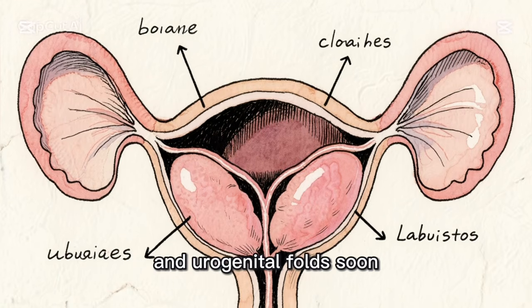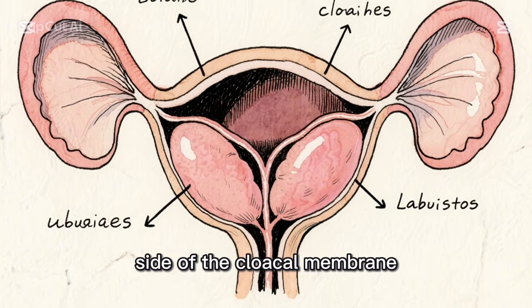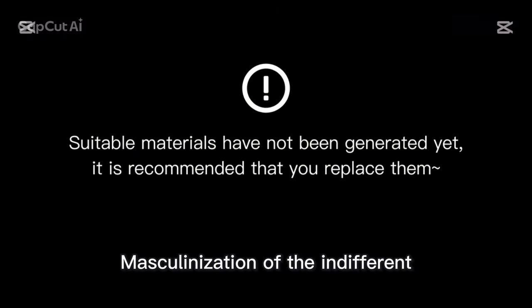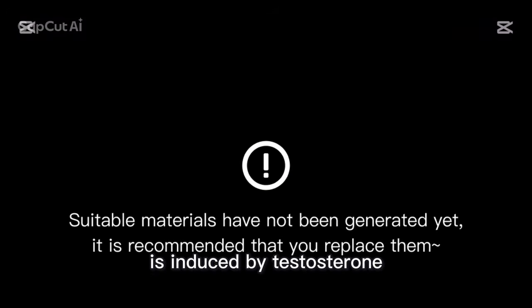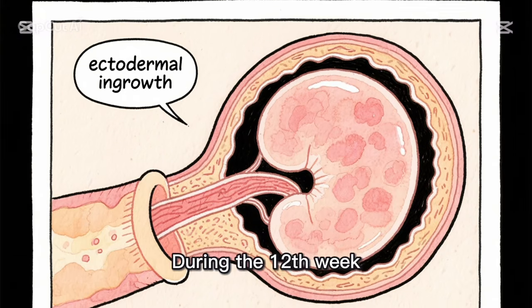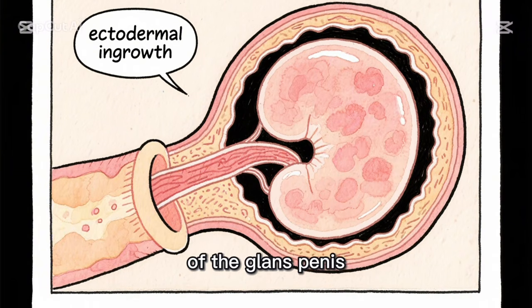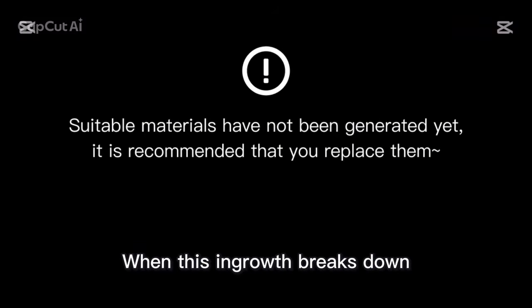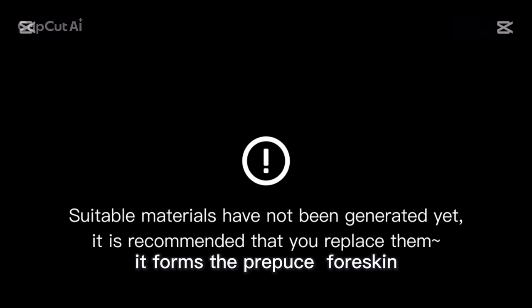Labioscrotal swellings and urogenital folds soon develop on each side of the cloacal membrane. Masculinization of the indifferent external genitalia is induced by testosterone. During the 12th week, a circular ingrowth of ectoderm occurs at the periphery of the glans penis. When this ingrowth breaks down, it forms the prepuce, foreskin.